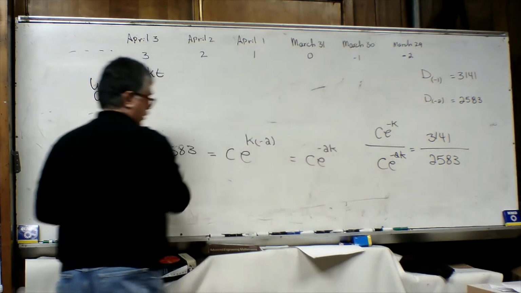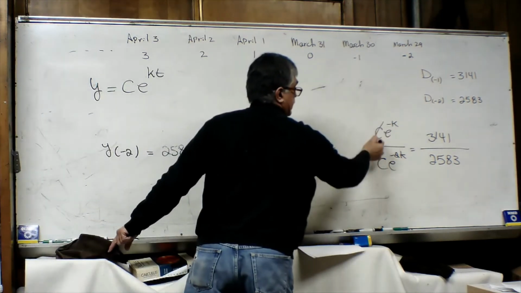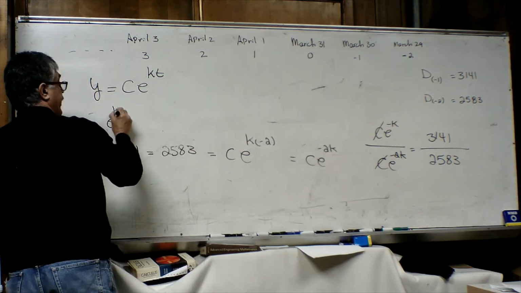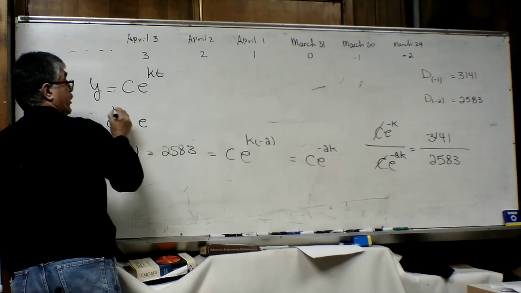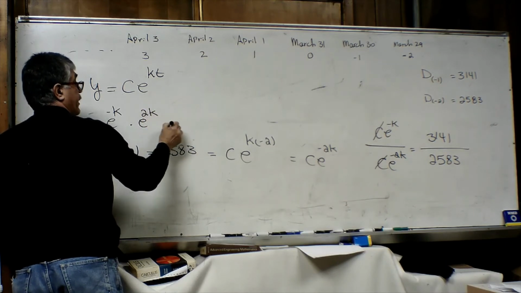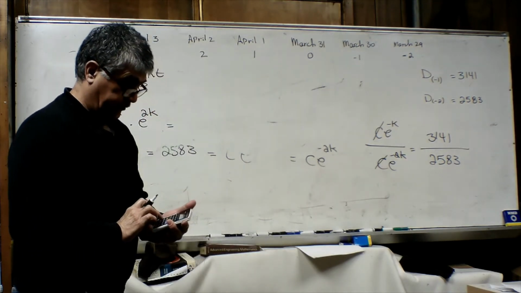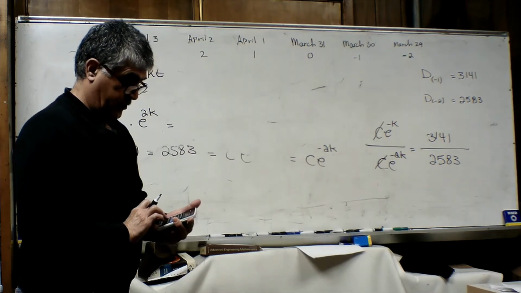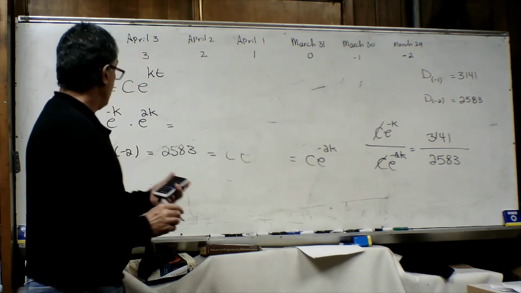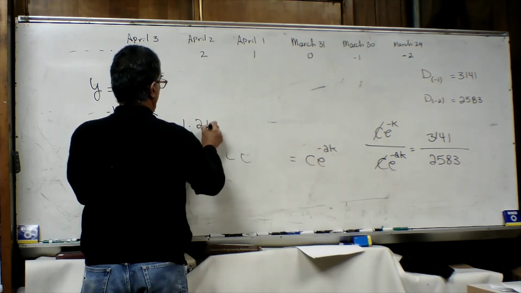So we can write this as, in here, the C's will cancel out. So we can write the left side as e to the power k multiplied by e to the power minus k multiplied by e to the power 2k is equal to 3141 divided by 2583, which is equal to 1.216.